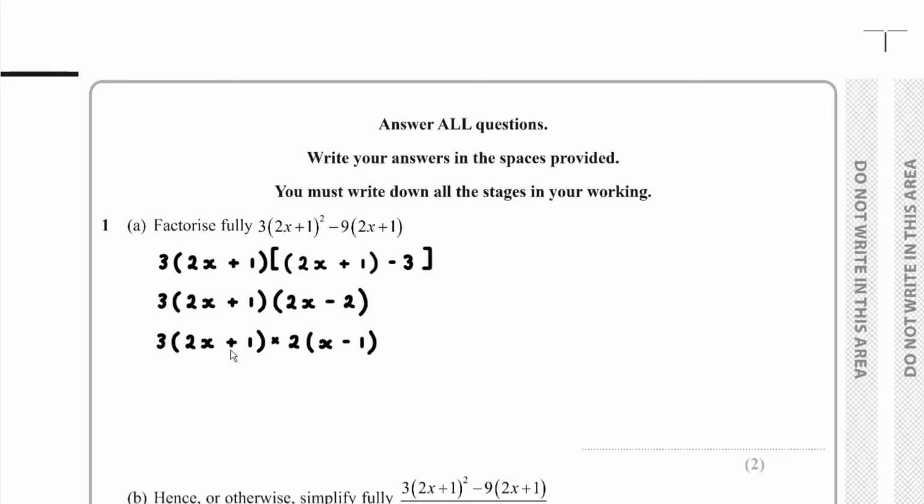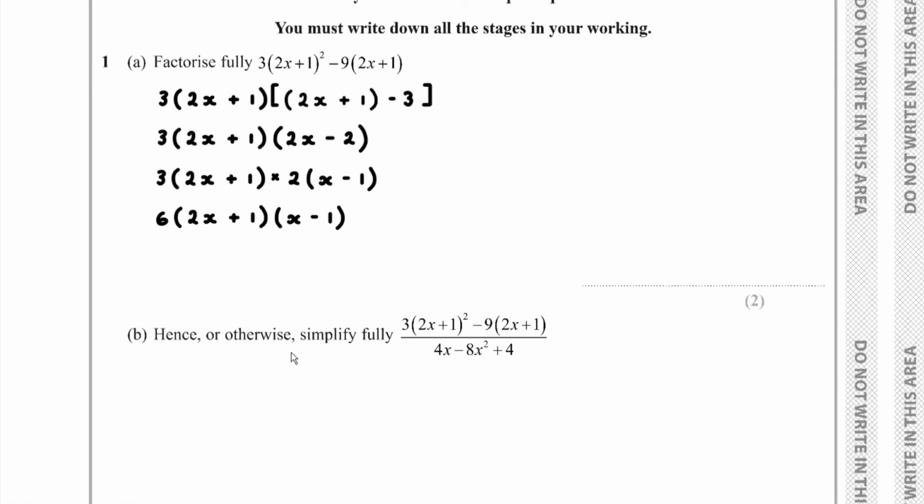So we have 3 multiplied by (2x plus 1) multiplied by 2 multiplied by (x subtract 1). 3 multiplied by 2, that is 6. So we have 6 multiplied by (2x plus 1) multiplied by (x subtract 1).